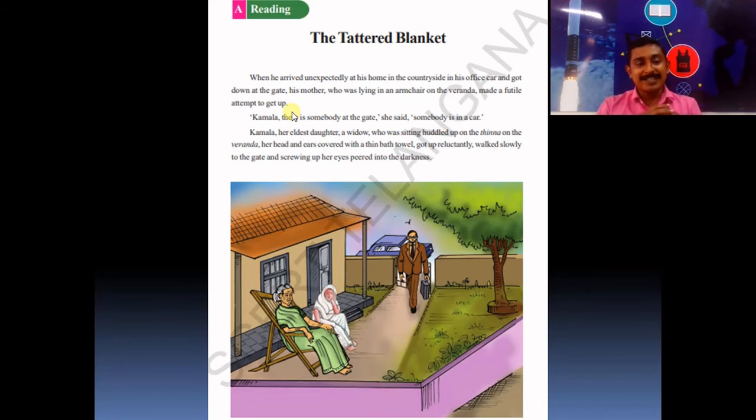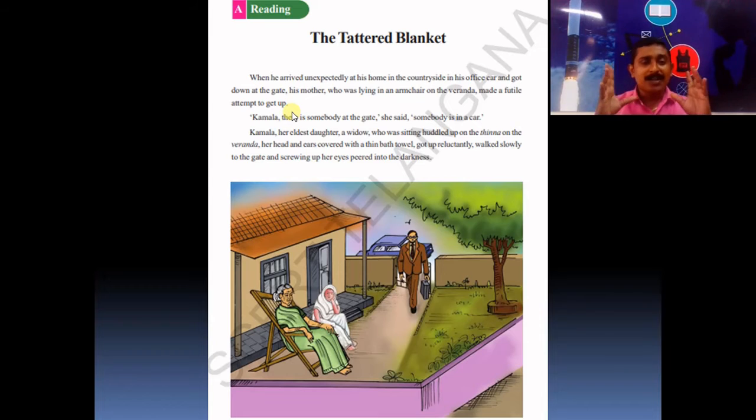As she is old, she doesn't want to get up from the chair, or she is unable to get up from the chair, or she found the chair comfortable for her. Kamala, there is somebody at the gate, she said. Somebody is in the car. Mother said to her daughter, Kamala, there is somebody at the gate.